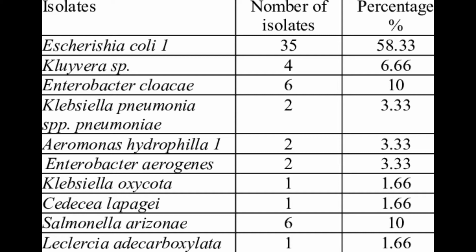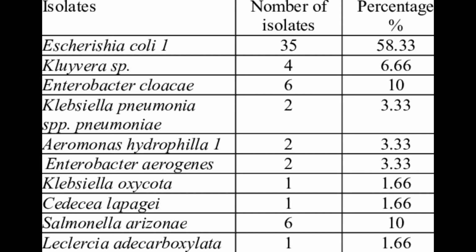So, we're going to discuss the reading and interpretation of the TSI. The reading on the left side is for the slant, while the reading on the right side is for the butt. Alkaline over acid: only glucose is fermented in this result, where the slant is pink and the butt is yellow. If acid over acid, glucose, lactose, and sucrose are fermented.